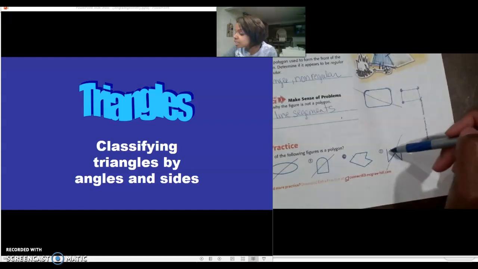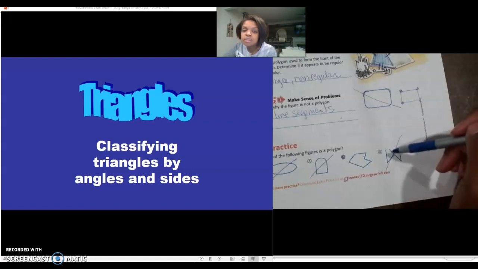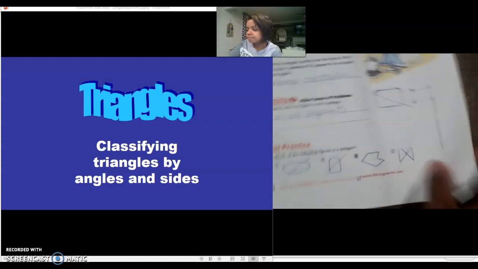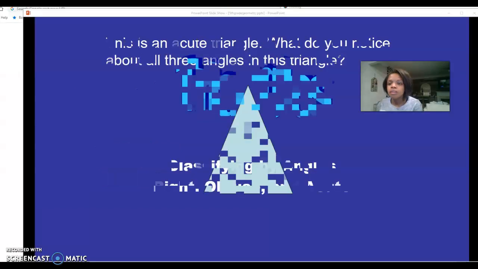Okay, looking at number D, it's not closed and it intersects itself. So because of that, this is not a polygon. Alright, so that's it for that assignment.